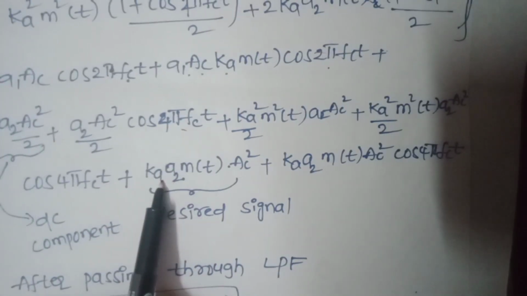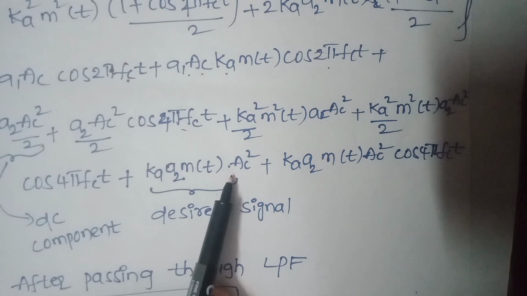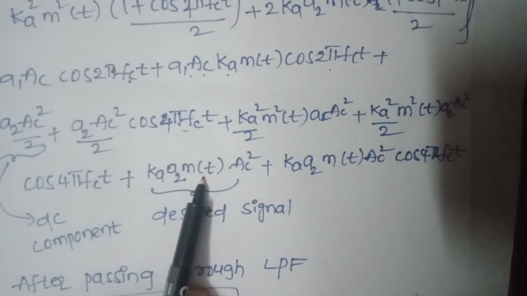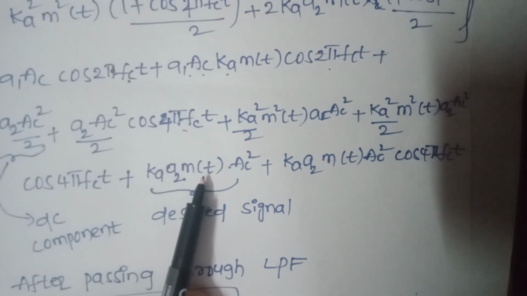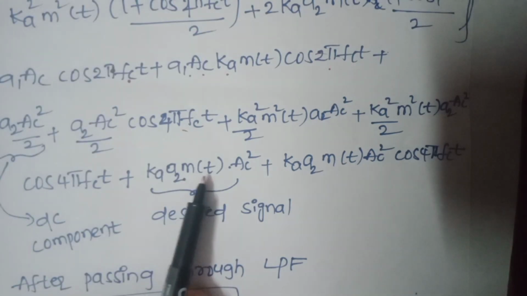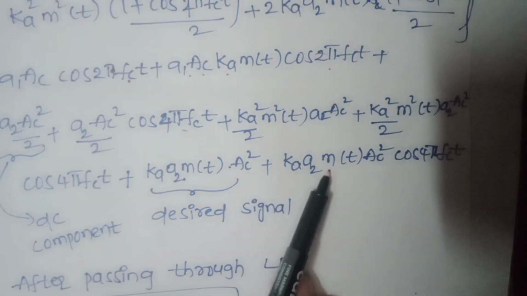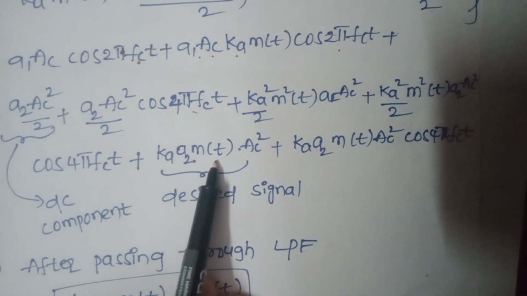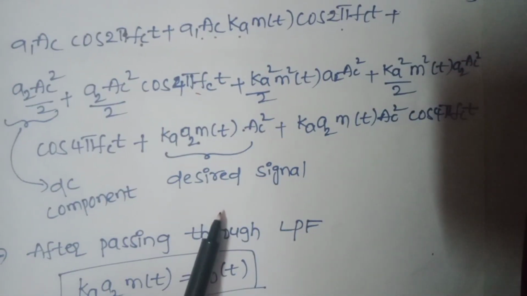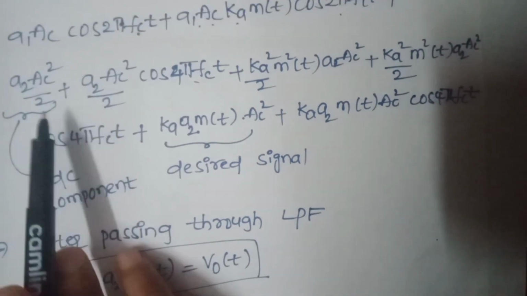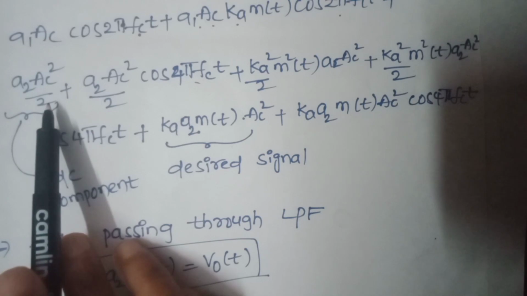Okay, so next ka a2 m(t) ac². This signal is our desired signal, our FM signal. That is nothing but a low frequency signal, the modulating signal. This will be allowed by our low pass filter. Okay, so this term is also rejected by our LPF. This DC signal and this signal both are allowed by our LPF. Okay, this DC signal will be blocked by our capacitor.